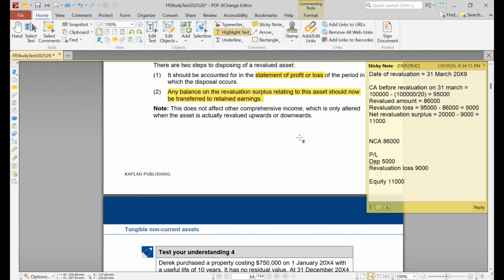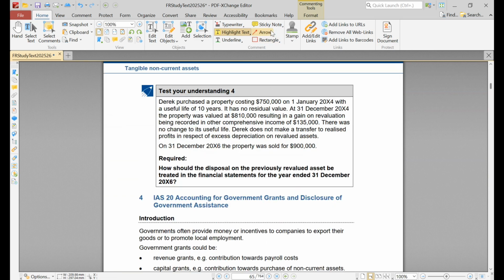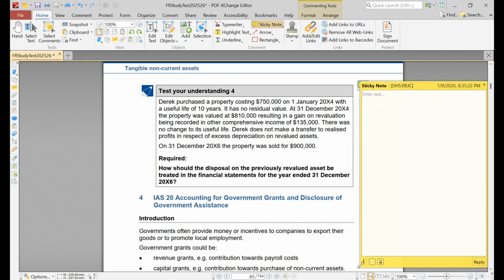Now, let's solve an example. Derek purchased a property costing 750,000 on 1st Jan 20x4 with a useful life of 10 years. It has no residual value. At 31st December 20x4, the property was valued at 810,000, resulting in a gain on revaluation being recorded in OCI of 135,000. There was no change to its useful life. Derek does not make a transfer of realized profit in respect of excess depreciation on revalued assets.